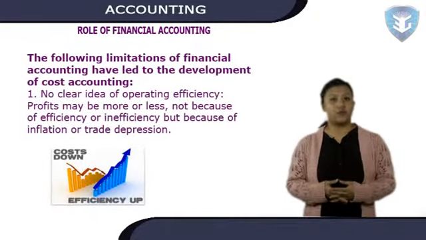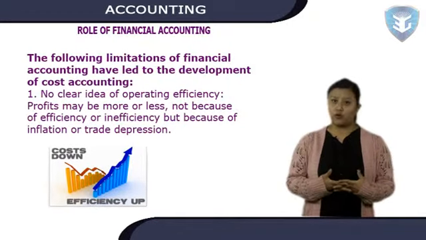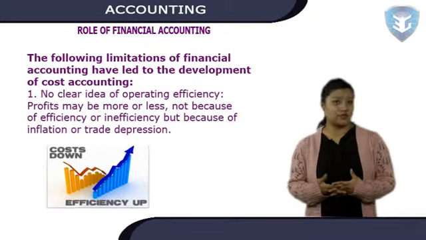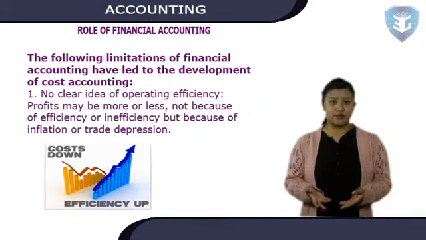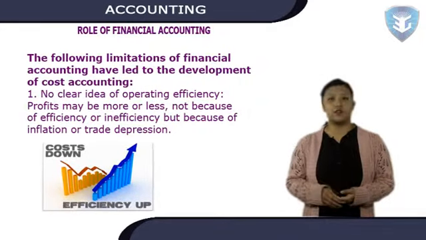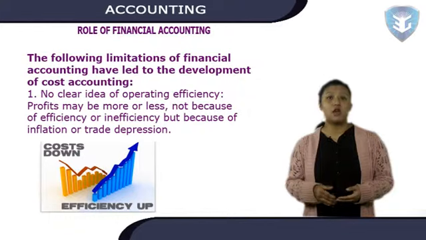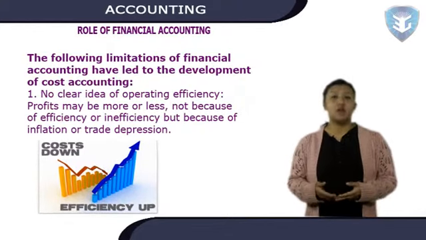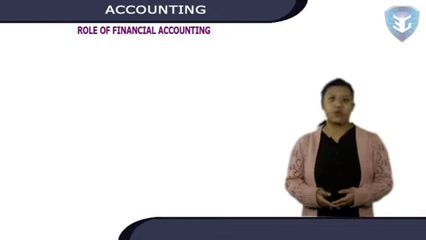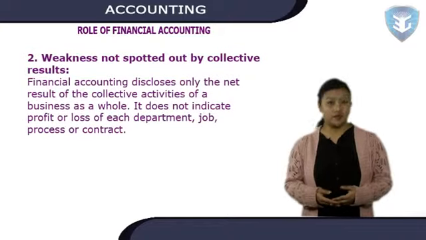No clear idea of operating efficiency. Profits may be more or less not because of efficiency or inefficiency, but because of inflation or trade depression. Financial accounting will not give a clear picture of operating efficiency when prices are rising or decreasing because of inflation or trade depression.